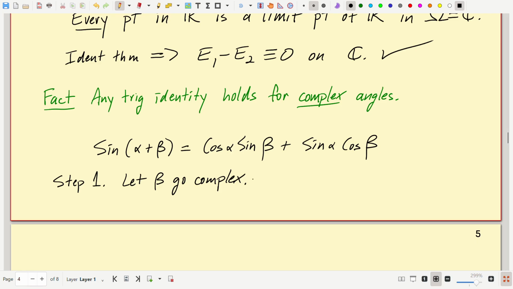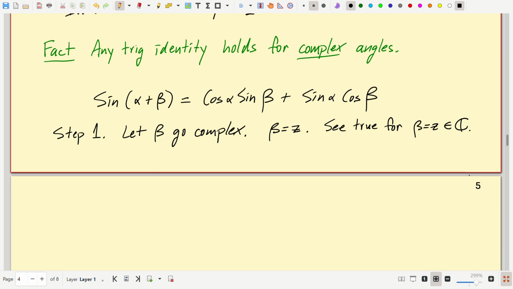So write beta equals z. We see that it holds for z in C. See, it's true for beta equals z on the whole complex plane.